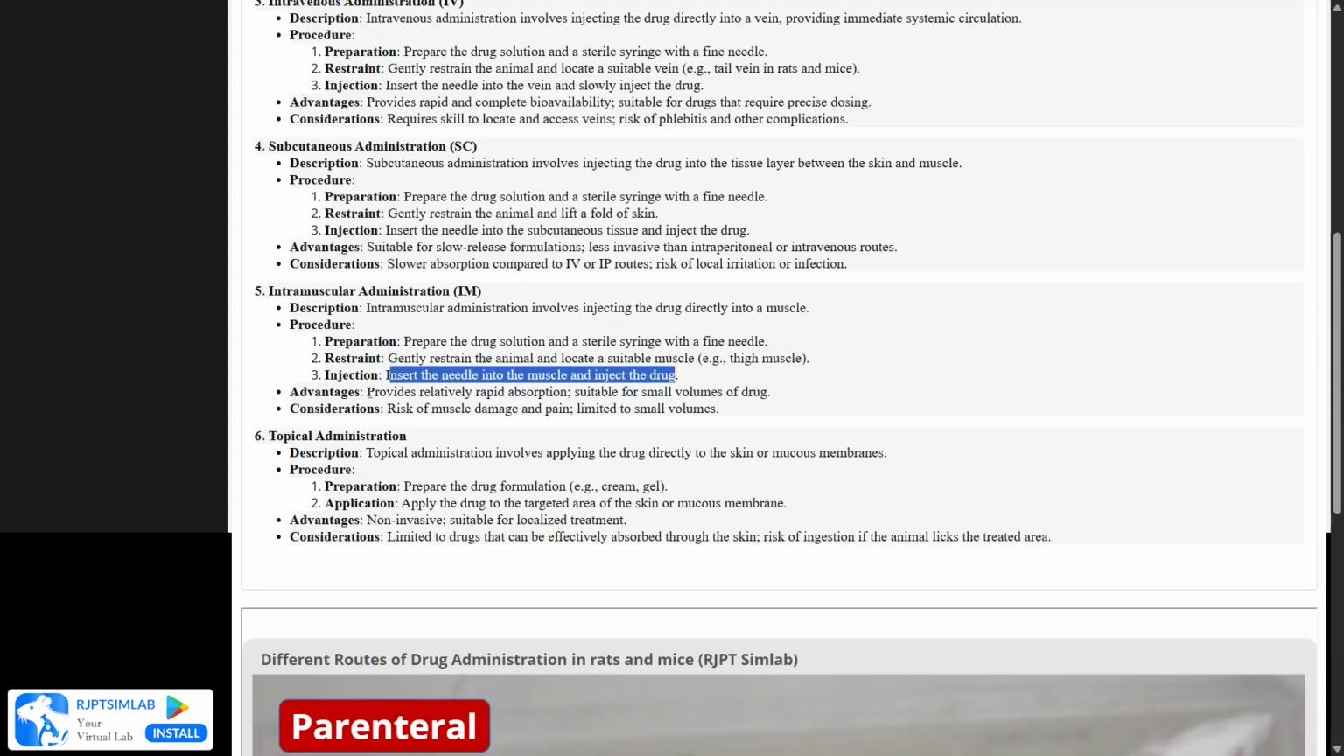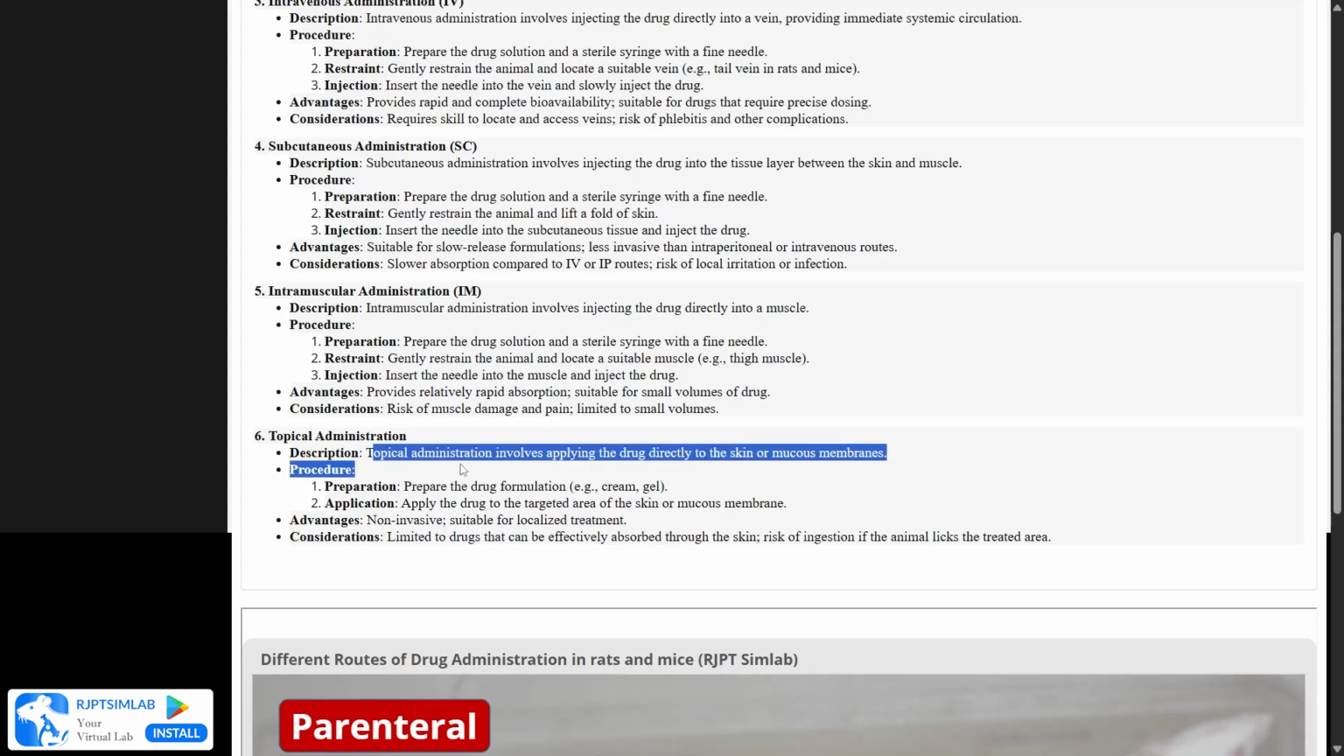The advantage of this route is that it provides relatively rapid absorption and is suitable for small volumes of the drug. It is rapidly absorbed and is suitable for small volumes of the drug. And then considerations: risk of muscle damage and pain, and limited to small volumes. We have to provide small volumes of the drug via this route, and the risk of muscle damage and pain is also there.